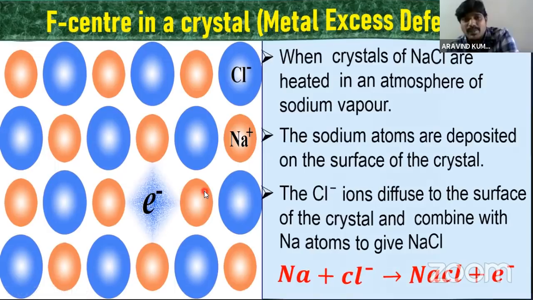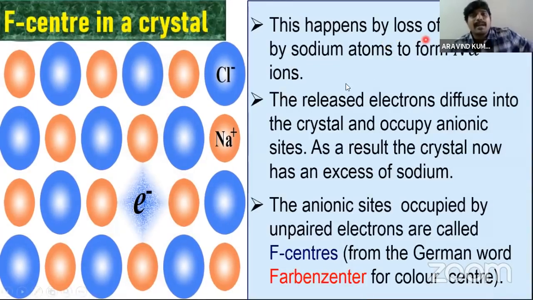Okay, let me elaborate on this one. This happens by the loss of an electron by sodium atoms to form Na plus ions. The released electron diffuses into the crystal and occupies anionic sites. Actually, this is the place of Cl minus, but the Cl minus has moved to the surface and reacted with Na to form NaCl, and this vacant place is filled with electrons. That's the reason the anionic sites occupied by unpaired electrons are called F center.